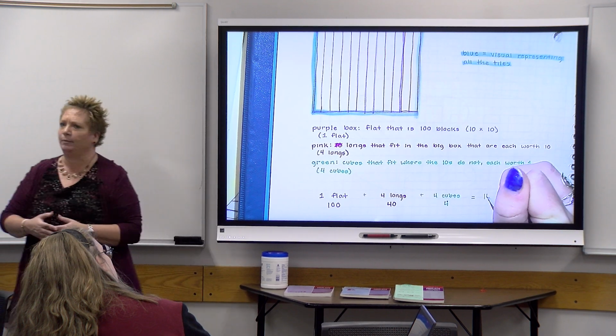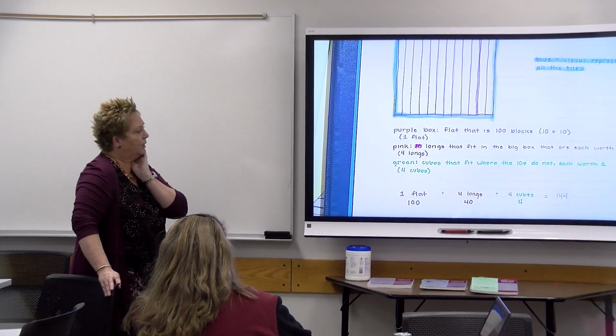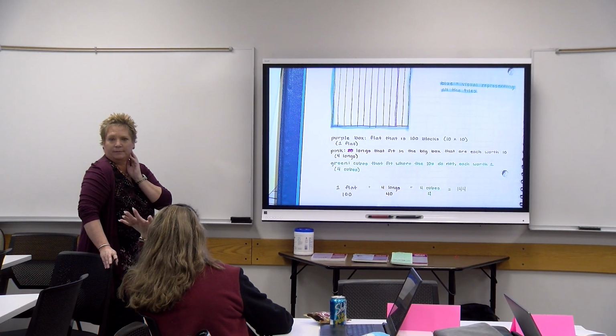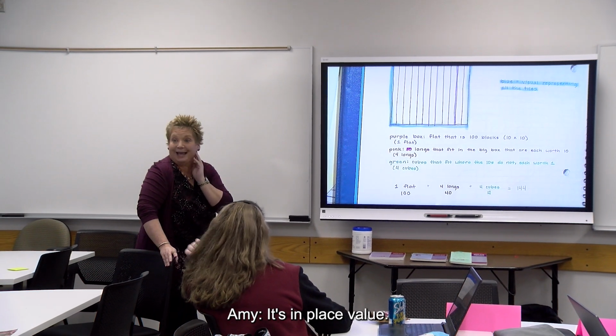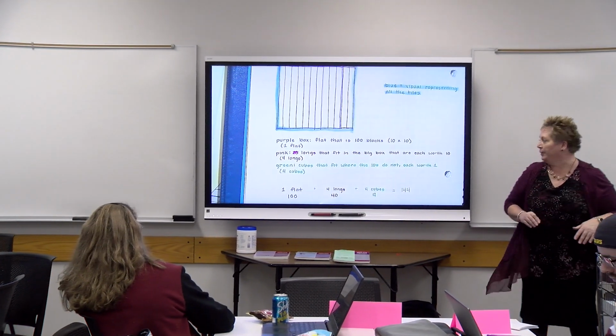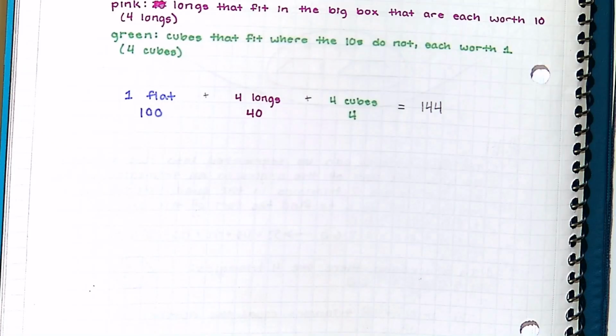So can somebody tell me what they notice about the bottom there? The 100 plus 40 plus 4 and what it equals? What do you notice? Amy? Yes. If we look at the number 144, can you push that up for me? No, this way. Yeah. If we look at this, okay, what's this number? What's the answer, class? 144. Good. How many hundreds are there? 1. How many tens are there? 4. And how many ones are there?